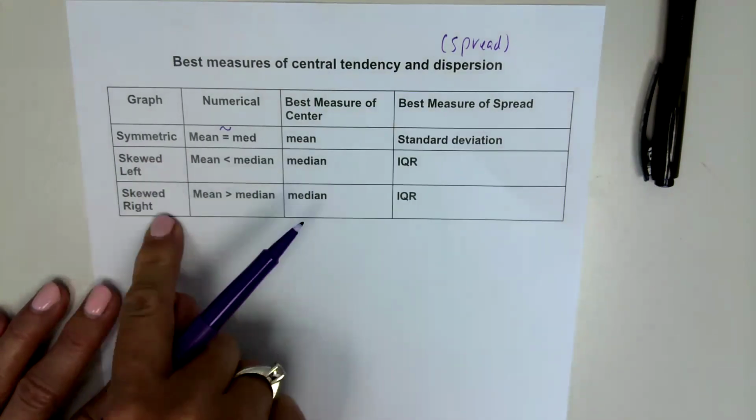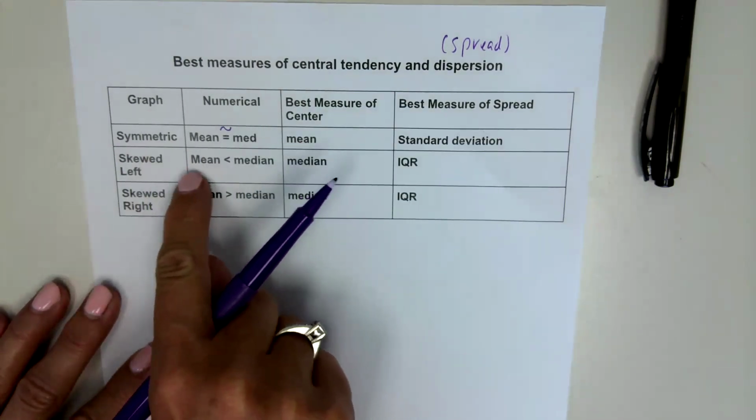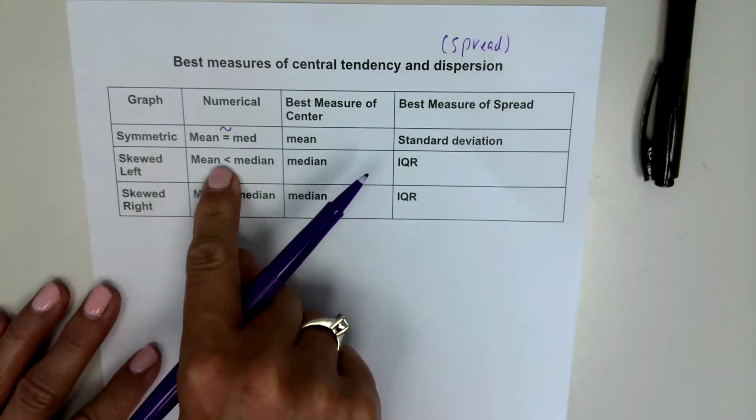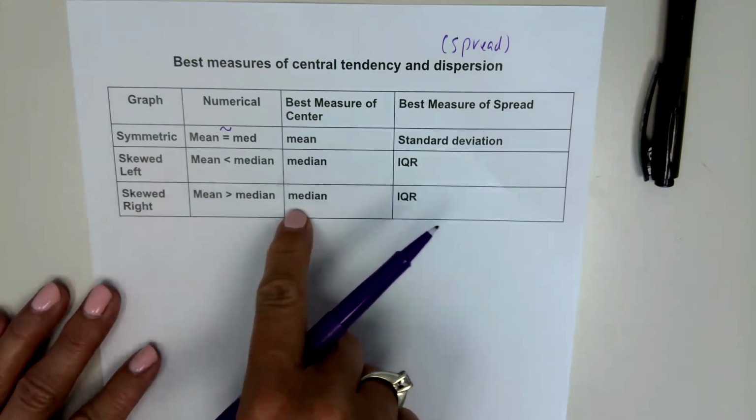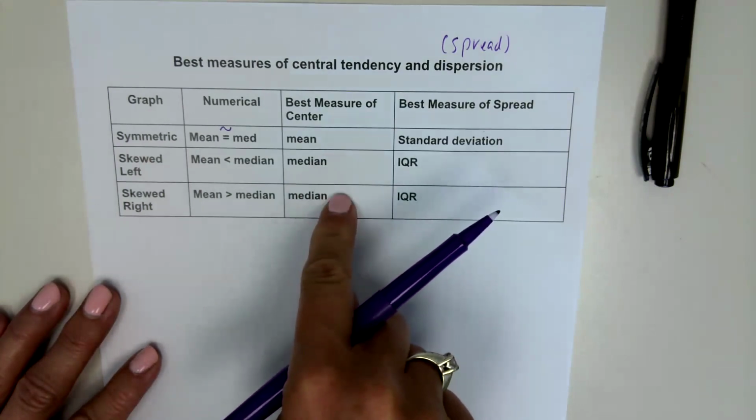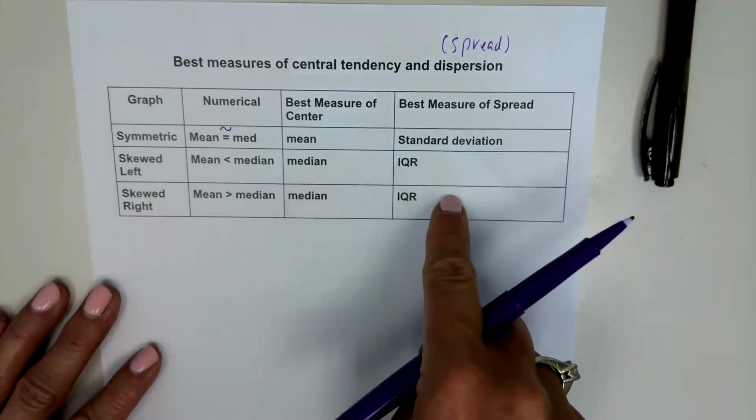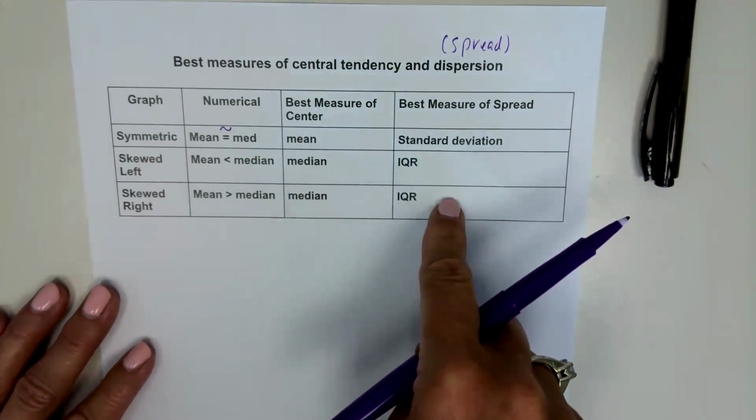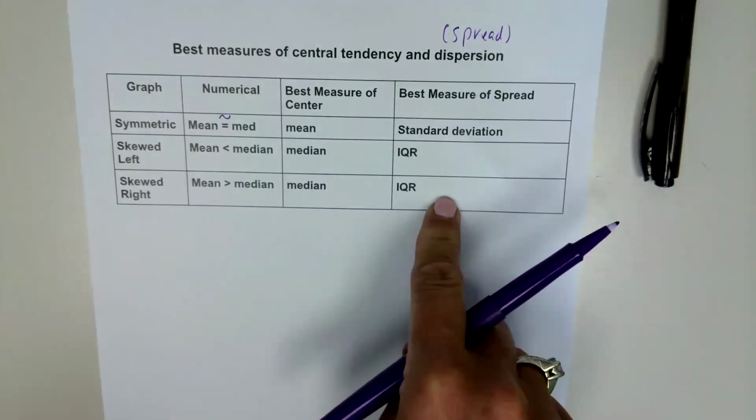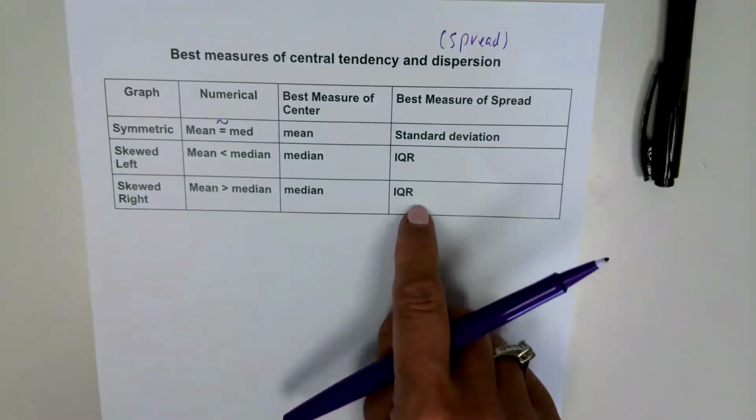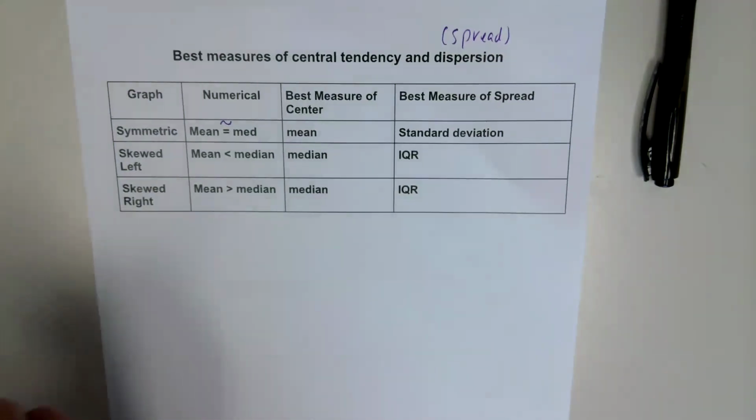However, when we have data that's skewed, whether it's skewed left when the mean is less than the median or skewed right when the mean is greater than the median, we use the median as our best measure of center and the IQR is the best measure of our spread. And hopefully you're wondering what the IQR is. And I'm going to leave you hanging because we're going to learn about the IQR in the next lesson video.